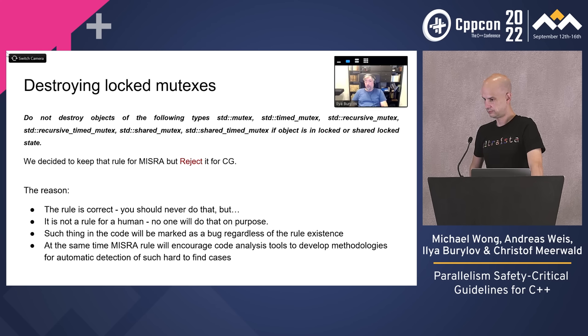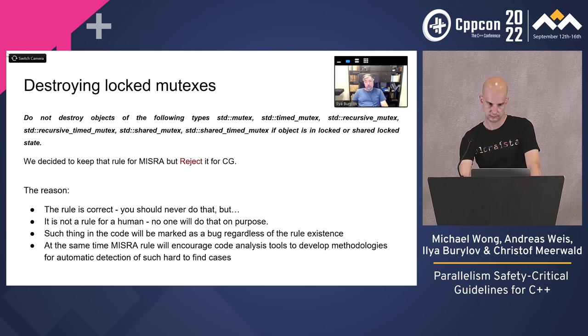It is some bug which is there in the code, and if someone sees that bug in the code, he will flag this regardless of existence of the core guidelines rule. With that, we think that it is not a good place for core guidelines to remind about that. At the same time, on MISRA side, we can encourage tool developers to develop methodologies for automatic detection of such cases, because they are really hard to find if someone added them into the code by mistake.